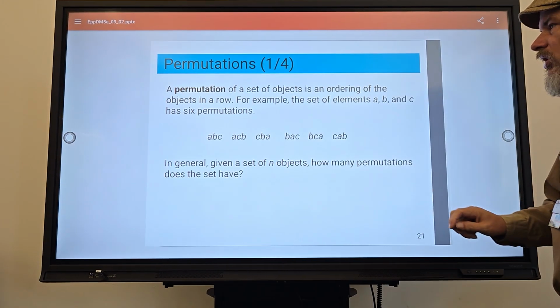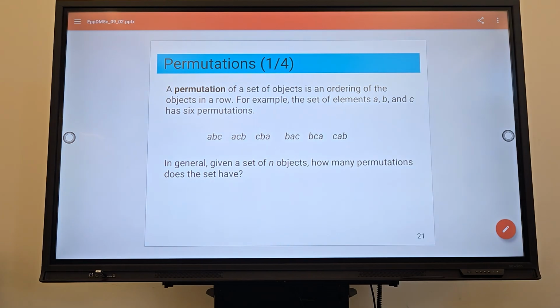Permutations. A permutation of a set of objects is an ordering of the objects in a row. For example, the set of elements A, B, and C has 6 permutations. In general, given a set of n objects, how many permutations does the set have?